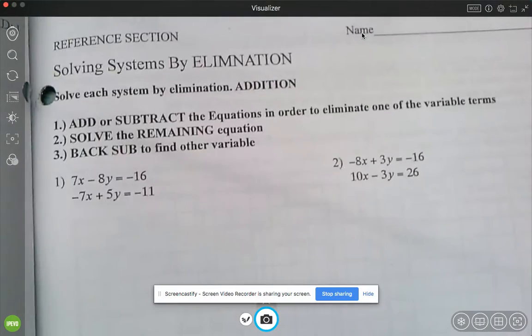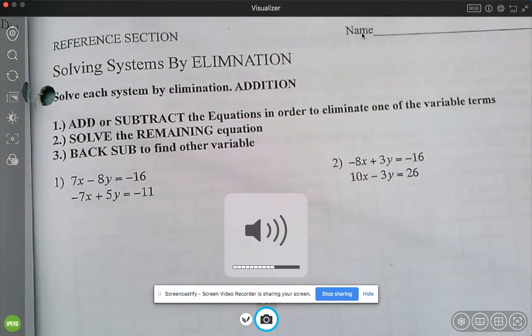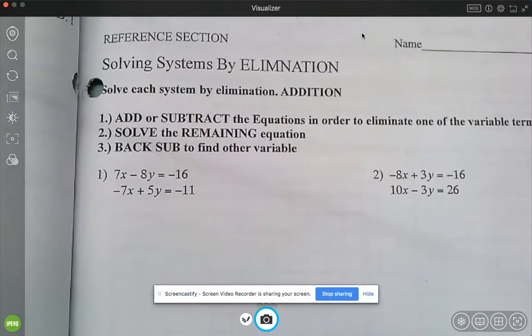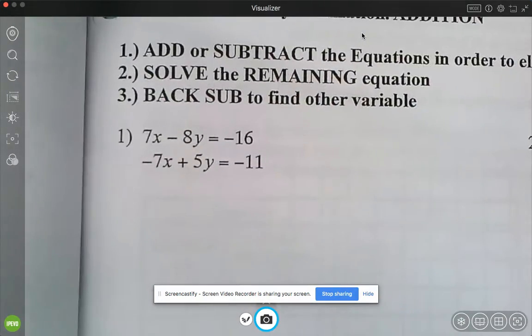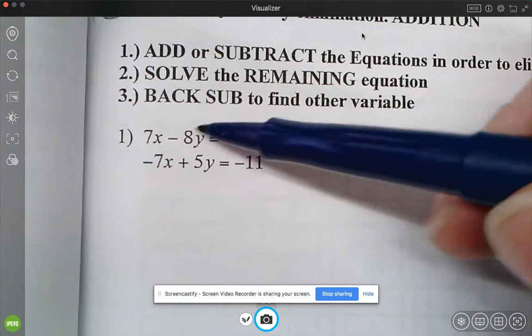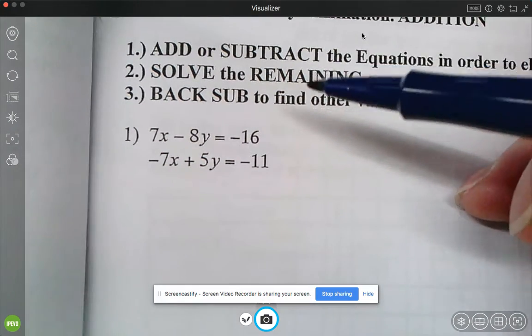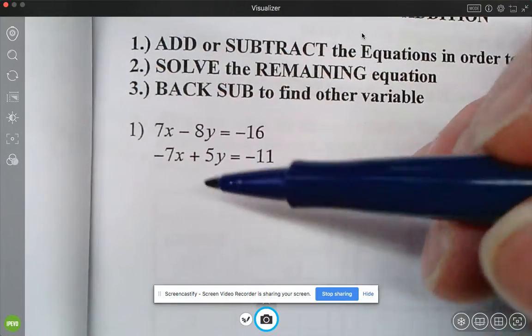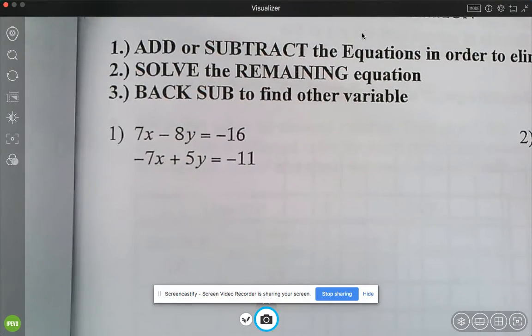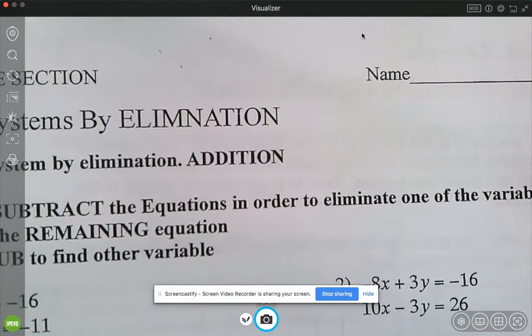All right, in today's video reference, we're going to practice a little bit of the elimination method, which, when they're set up so nice and neat like this, is actually quite easy. They're both set in standard form, which is ax plus by equals some constant. So you can see here that we're going to start by just doing the addition problem.